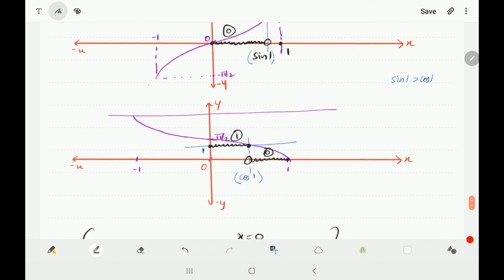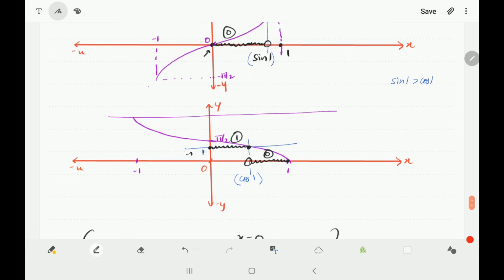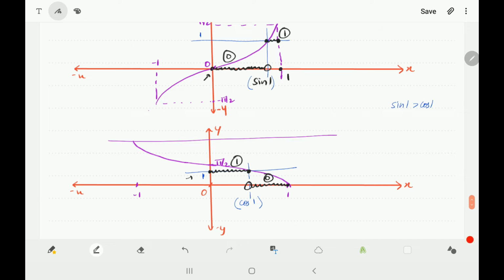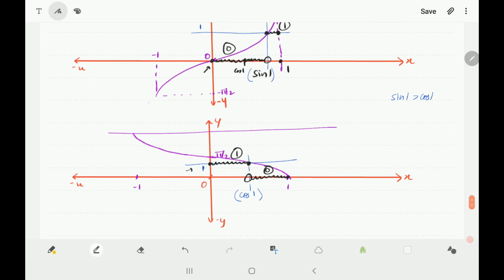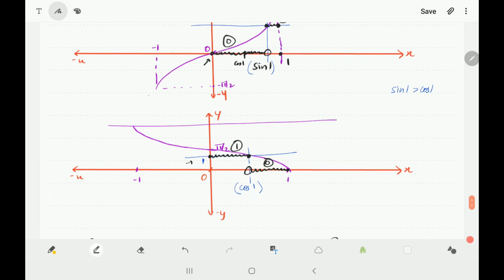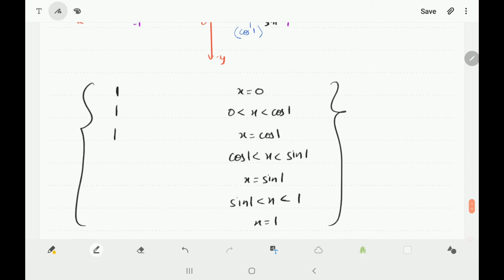So at 0, if we add these two graphs, the first graph has the value 0 and the second graph has value 1. So the sum will be 1. Okay, now from 0 to cos 1, the first graph has value 0 and the second graph has value 1, so the sum will be 1. At cos 1 the first graph has value 0 and the second graph has 1, so again it will be 1. So from cos 1 to sin 1, the first graph is 0 and the second graph is also 0, so the sum will be 0.